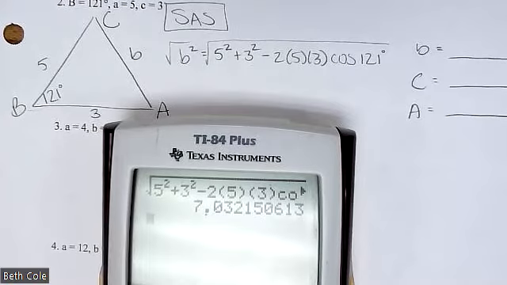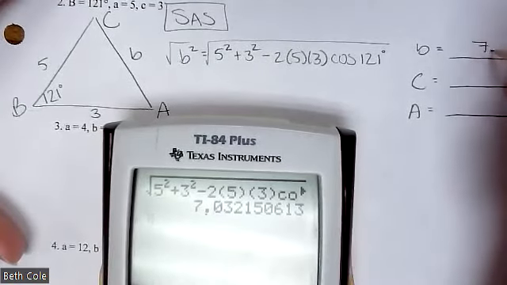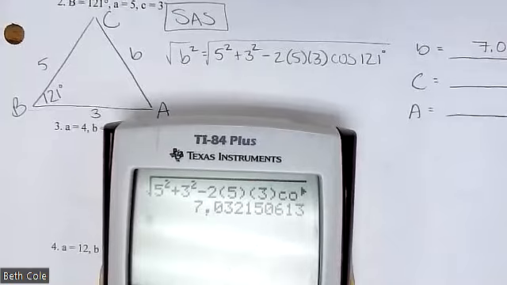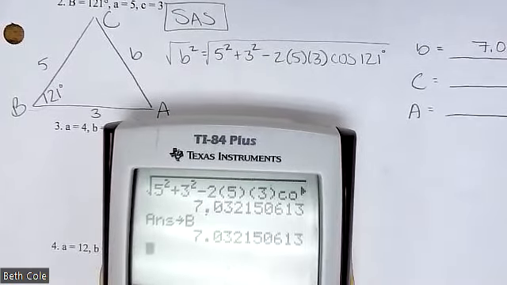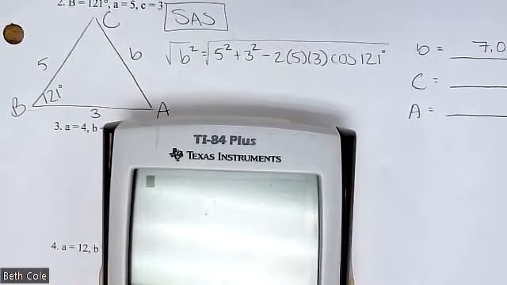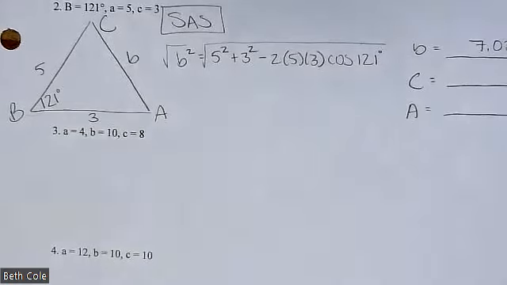I got 7.032. Okay. Store that as B. Again, you can't do lowercase letters on here, so you kind of just have to go with it. And then once you have it stored, you can clear that out and set it aside. Once you've got it captured, you're good.